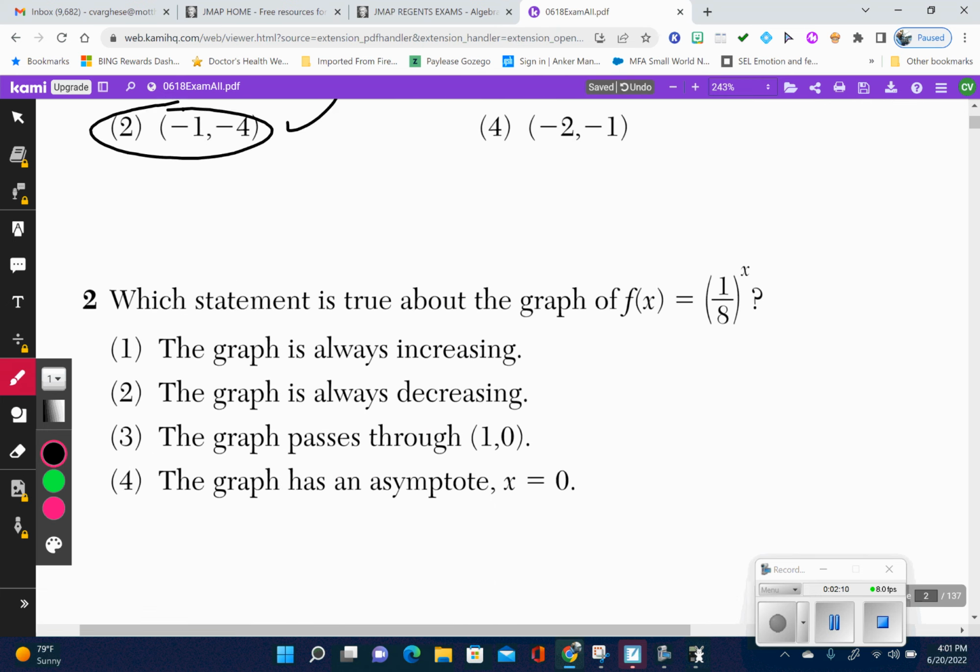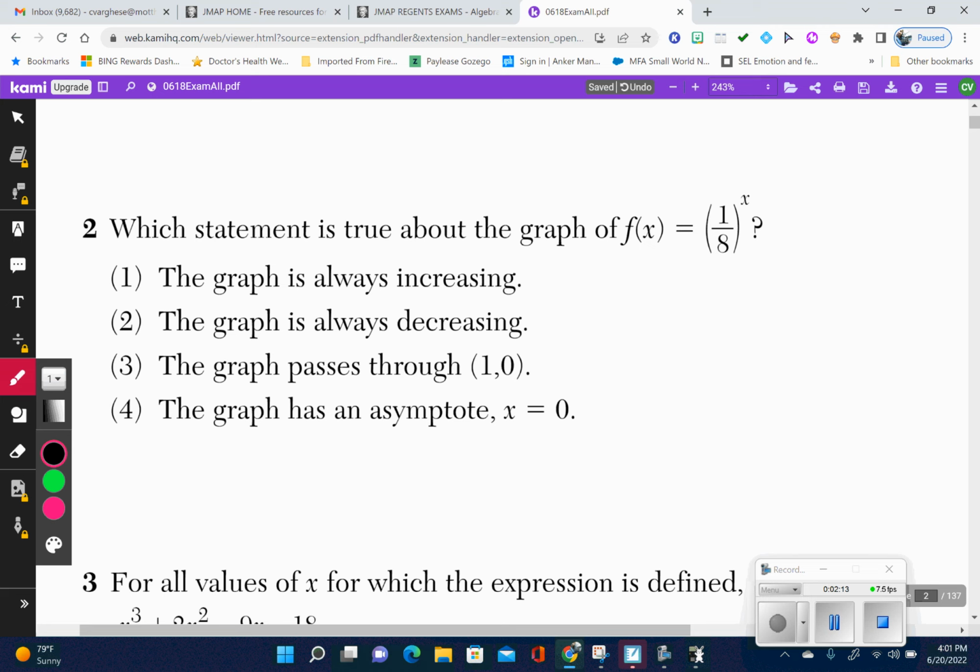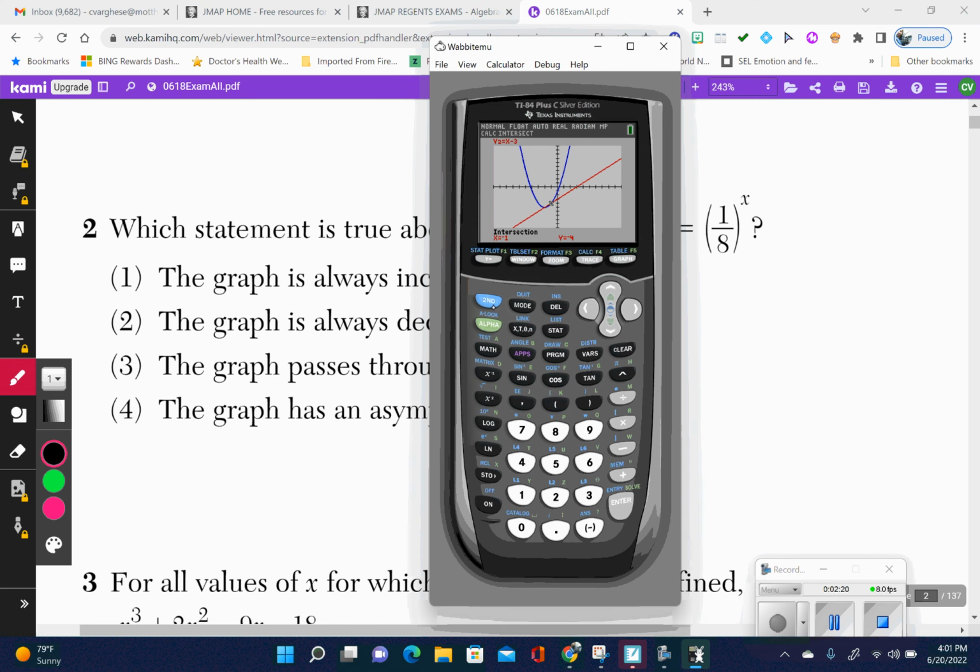Okay. Let's move on. So which statement is true about this function right here? So we're going to go ahead and go to the calculator again. This is definitely a calculator question. So I'm going to go ahead and clear what's there. So this is 1/8 to the x. So I'm going to plug it in exactly as is, just because I can. Alpha y equals gives me a fraction. So 1/8, close parentheses, to the x power. Okay, so I'm going to go ahead and hit graph.